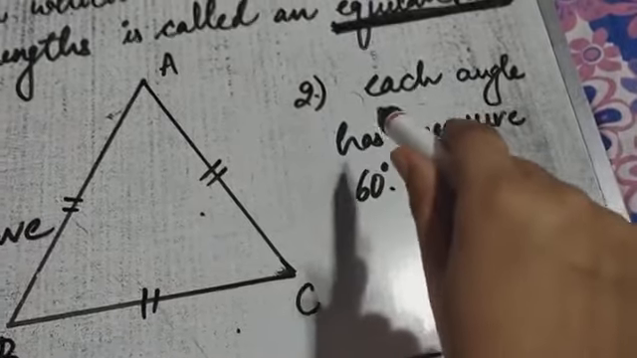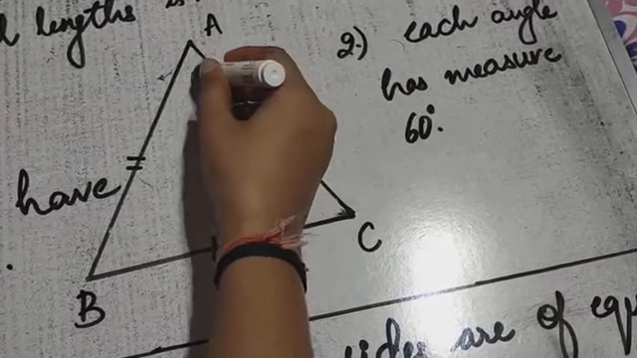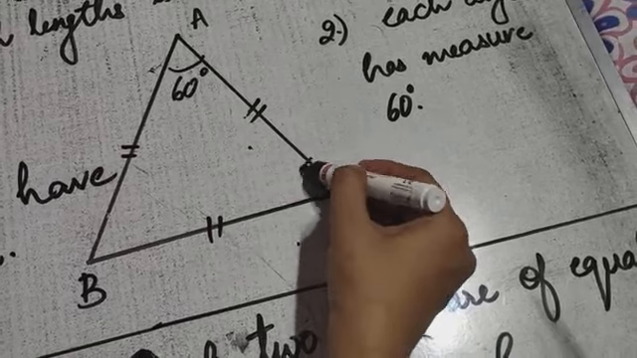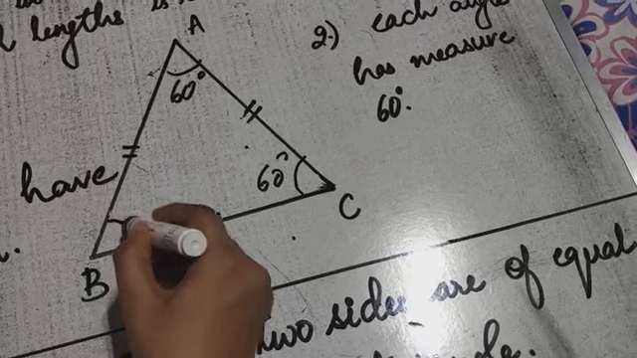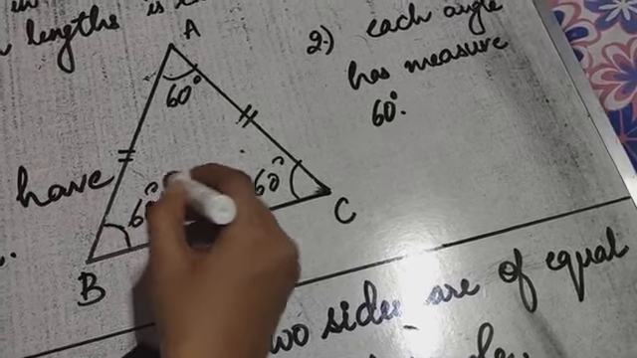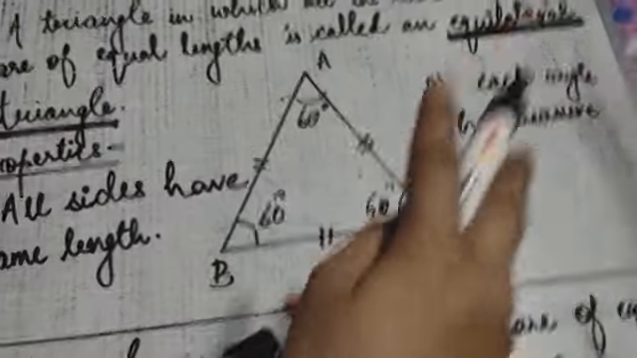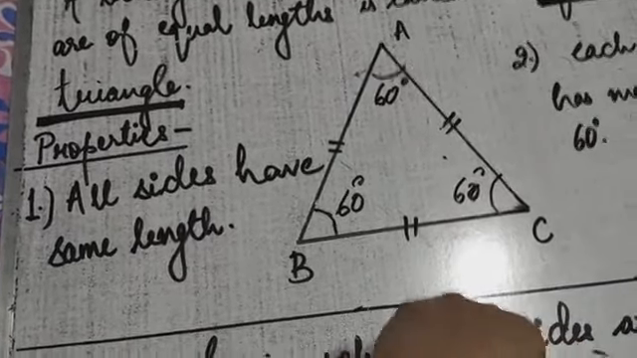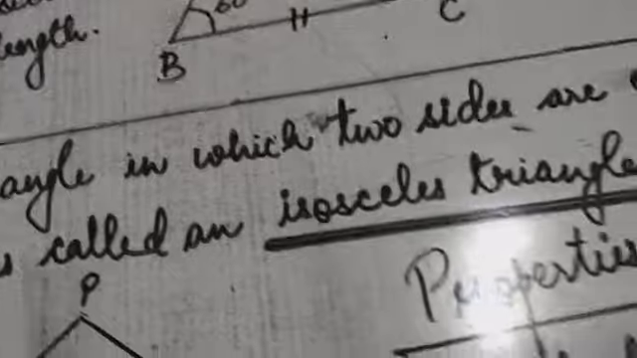The second property is each angle has a measure of 60 degrees. Means whatever angle we see will be equal to 60 degrees. This is 60 degrees, and this is also 60 degrees. So all angles will be equal to 60 degrees. These are the two properties of an equilateral triangle. All the sides should be of the same length, and each angle should be equal to 60 degrees. So this was about the equilateral triangle.